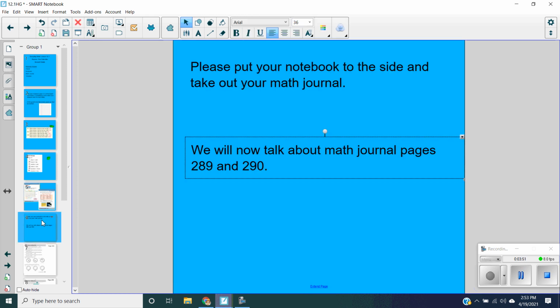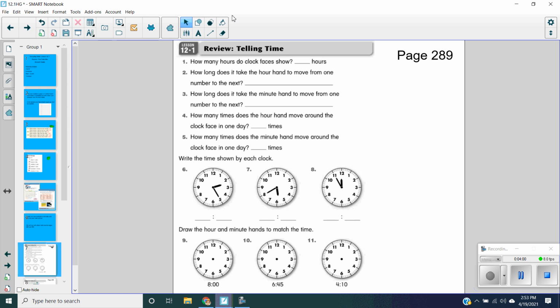The next thing we'll take a look at is our math journal, pages 289 and 290, to continue talking about time and looking at clocks. So your page looks like this, and at the top, if you can answer some different questions about clocks. Our first one says, how many hours do clock faces show? If you can first press pause and answer questions 1, 2, 3, 4, and 5, and then press play when you're ready to check.